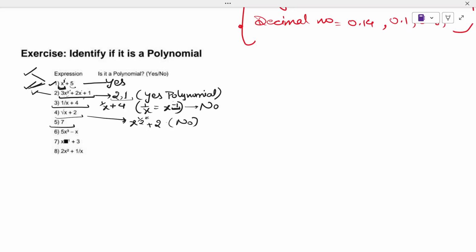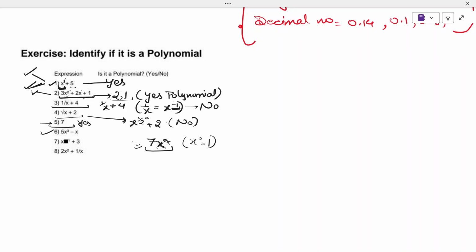Now tell me, is 7 a polynomial or not? First condition: 7 is a constant. Is there any variable? Yes, x power 0. x power 0 is basically 1. We can write x power 0, or we can simply write 1. Here the x power is 0. So the first condition is followed for this expression. The second condition is that the variable power should be a whole number. 0 is a whole number. So the second condition is also followed. Yes, this is a polynomial.